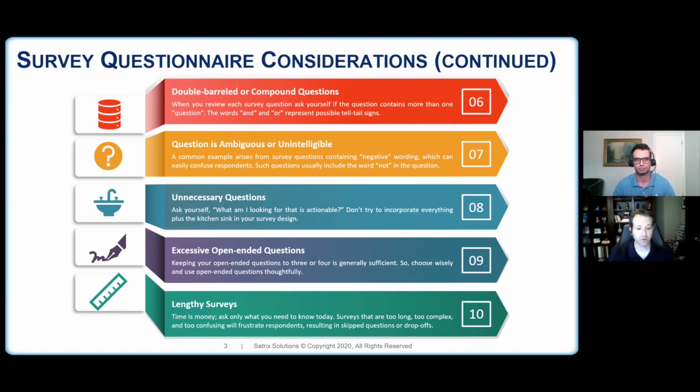Yeah, a common example arises for survey questions containing negative words, right? If your question has a "not" in it or maybe a double negative that could easily confuse somebody, that's just creating a problem because now you don't know what they're actually giving you feedback on. Now, this isn't to be confused with answer choices, with disagree or agree. This is in the question itself. You really want to avoid that.